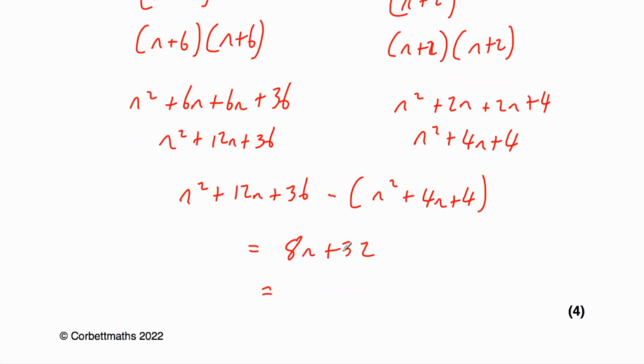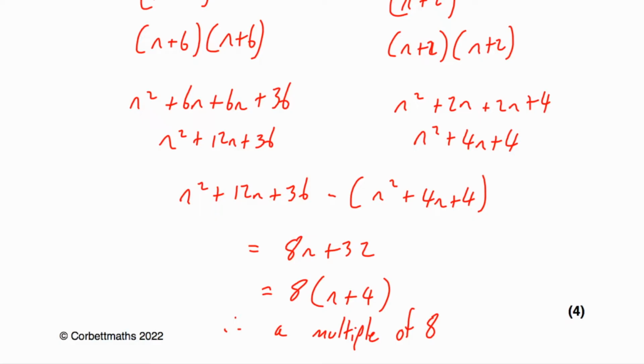Well, if we want to show this is a multiple of 8, we want to take 8 out as a factor. So it's going to be 8 bracket. And then if we divide both of these by 8, we'll get n plus 4. And that's it. So 8 does come out as a factor. We've got 8 bracket n plus 4. So that means that that is a multiple of 8. So let's write that down. Therefore it's a multiple of 8.